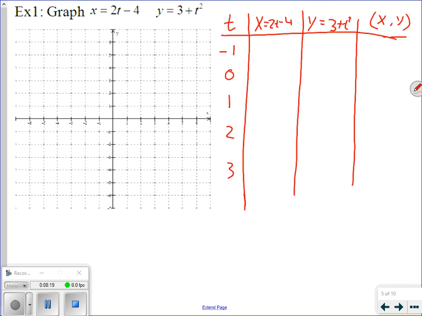Okay, so for instance, if I plug -1 into that, and you can pause the video and do this on your own, it's nothing more than plugging the t values in for t in your x equation and your y equation. I'm getting -6 and 4. So the coordinate point is going to be (-6, 4). If I plug 0 into this, I'm getting -4 and I'm getting 3. And you kind of get the idea here. If I plug 1 in, it's (-2, 4). If I plug 2 in, it's (0, 7). If I plug 3 in, it's (2, 12). And you can take the time. I don't feel like I need to finish the last column, really.